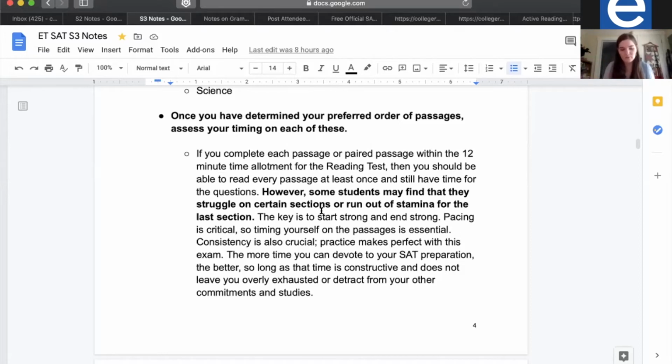I want you to be able to do it like clockwork. So this takes practice. You're not going to get it the first time or the first few times, which you've probably seen from the first few practice tests that we've done. That's okay. The key is to keep practicing. Keep trying to stick to a time frame. And if you're still struggling, because a lot of students may find that they struggle in certain sections or run out of stamina for the last section or just continue running out of time. That can happen, especially if you're not a very quick reader.